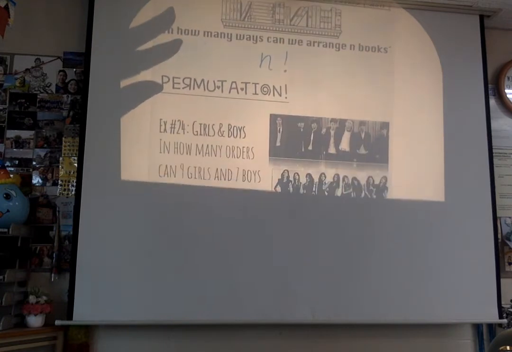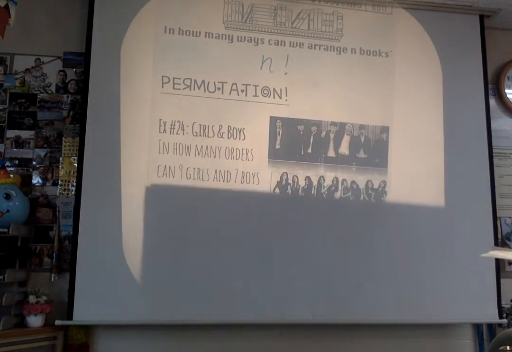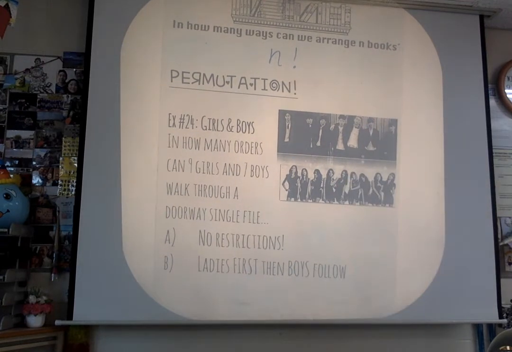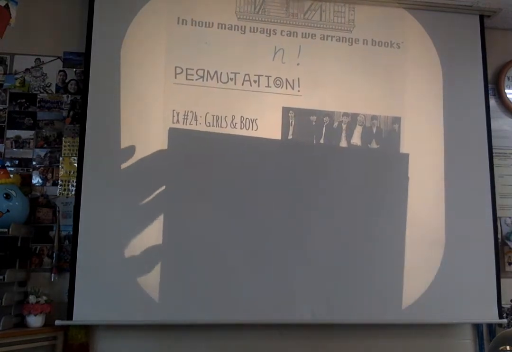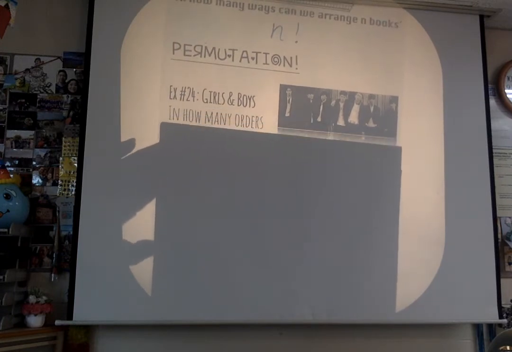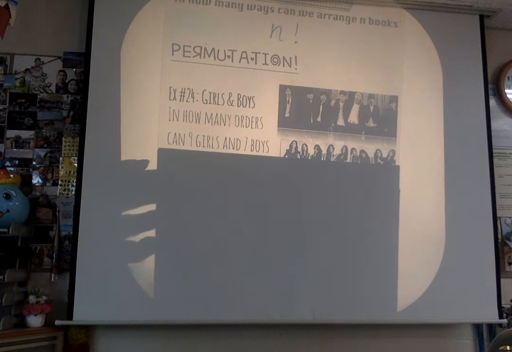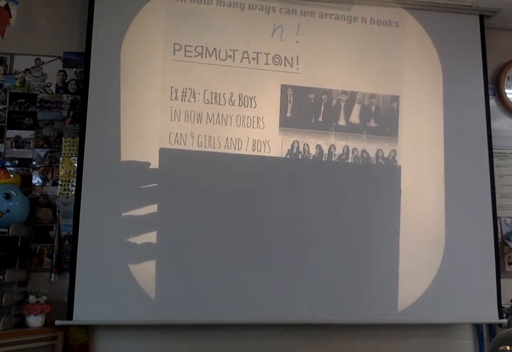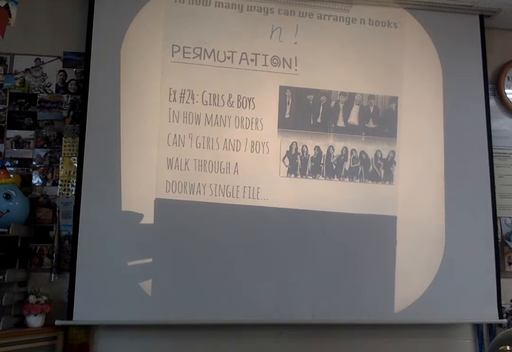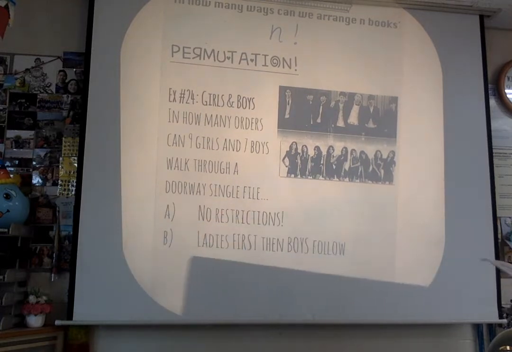So let's go like this. This is permutation. Let's talk about girls and boys here. I think you guys might recognize them. It's a little dark in this picture. Let's go here. Girls and boys. And this is like number 24 in your books. In how many ways can 9 girls and 7 boys walk through a doorway single file, okay, without any restrictions, or ladies first and then boys follow?